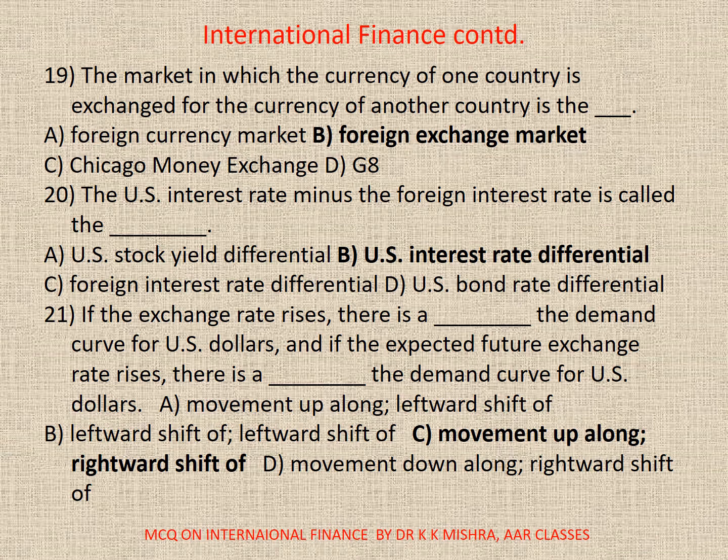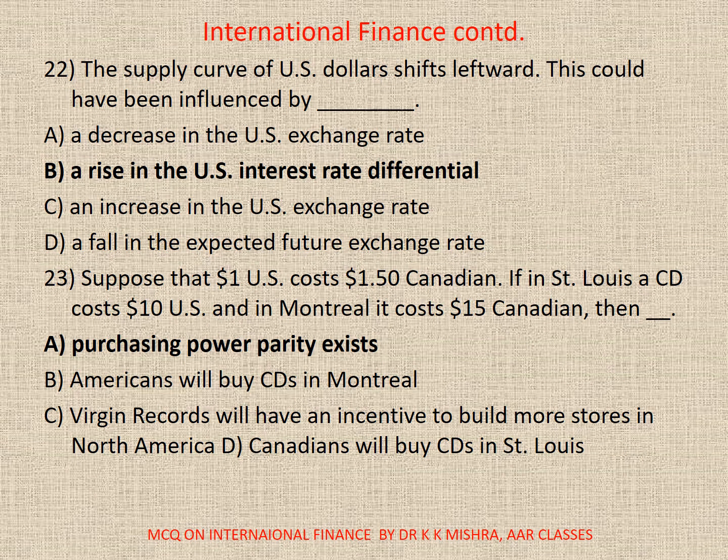20. The US interest rate minus the foreign interest rate is called the dash, the correct option is B, US interest rate differential. 21. If the exchange rate rises, there is a dash, the demand curve for US dollars, and if the expected future exchange rate rises, there is a dash, the demand curve for US dollars. So here correct option is C, movement up along, rightward shift of. 22. The supply curve of US dollar shifts leftward. This could have been influenced by dash, the correct option is B, a rise in the US interest rate differential.